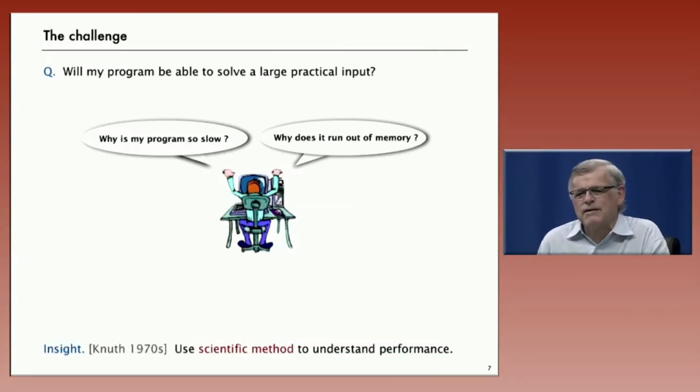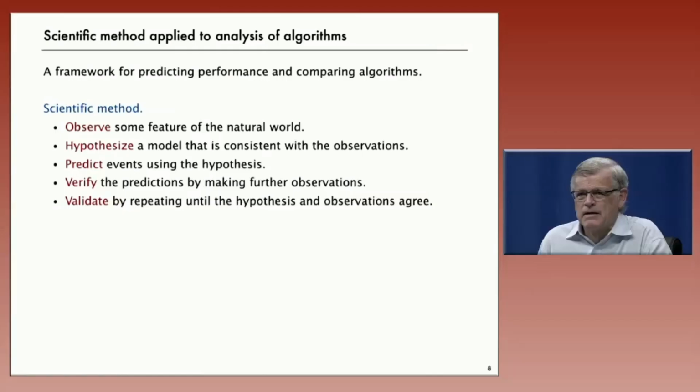The insight to address this, due to Knuth in the 1970s, was that we really can use the scientific method to understand the performance of algorithms in operation. Maybe we're not unlocking new secrets of the universe, but we can use the scientific method and treat the computer as something to be studied in that way, and come to an understanding of how our programs are going to perform. Let's take a look at that in more detail.